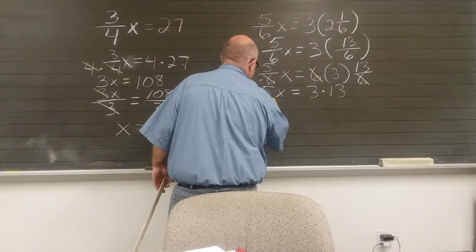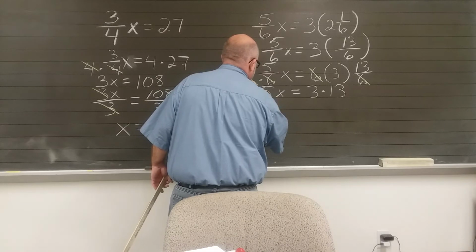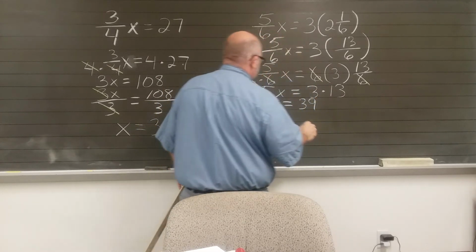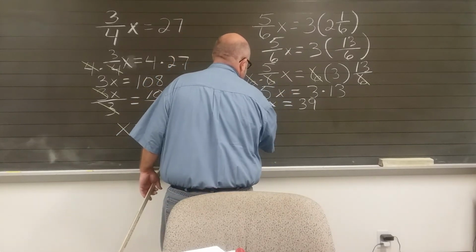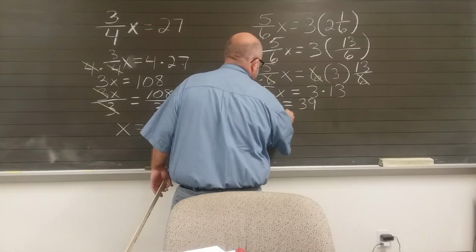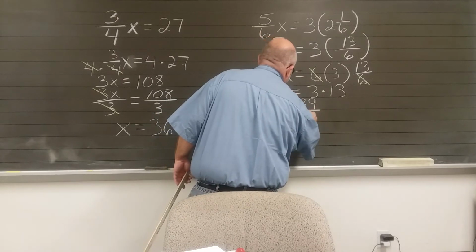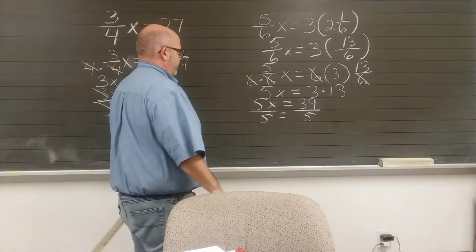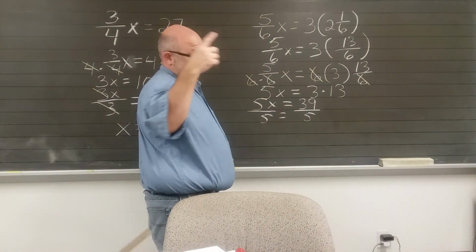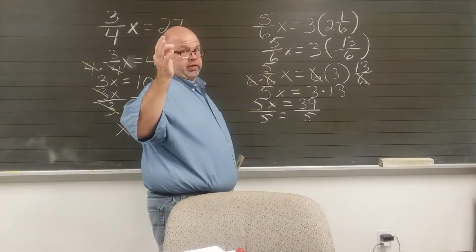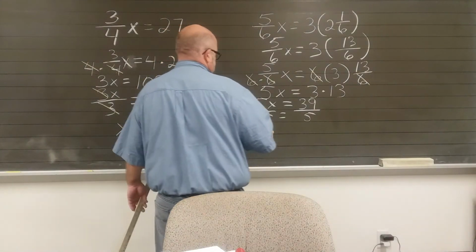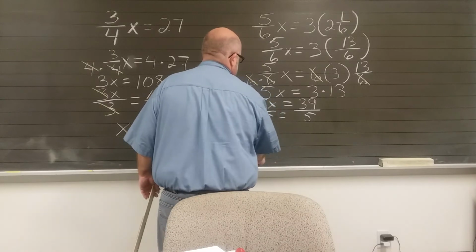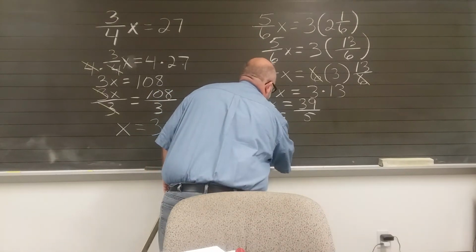5x equals 39. Divided by 5, 39 divided by 5. All right, your answer is going to have a remainder. If your answer has a remainder, make it a fraction. Okay, your answer is going to be, so this cancels out, the 5, 39 divided by 5 is 7.